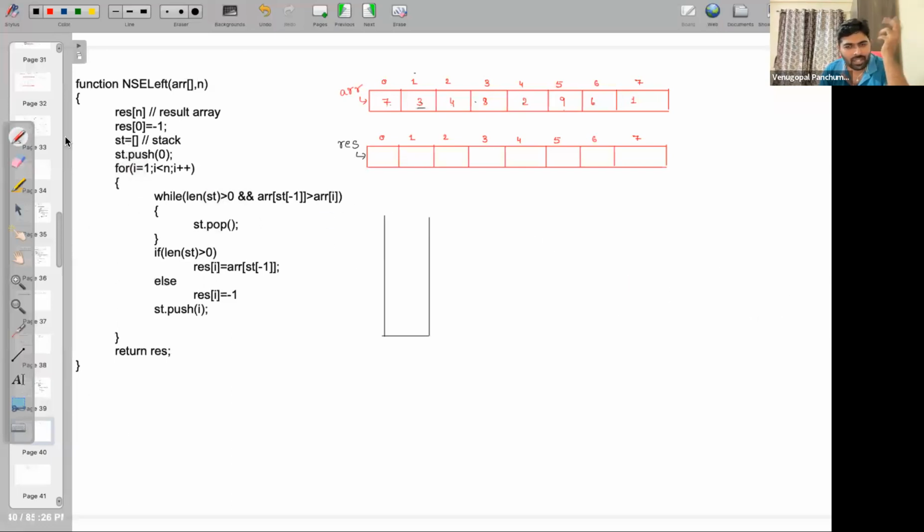Okay. See, if you're designing one approach, the main thing here is the stack, friends. You should understand the stack. That principle is called LIFO. That's it. For one problem you are pushing the index, for another you are keeping the value.